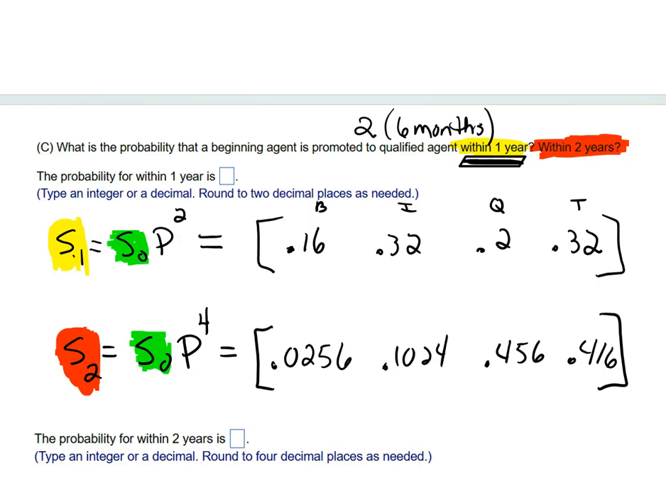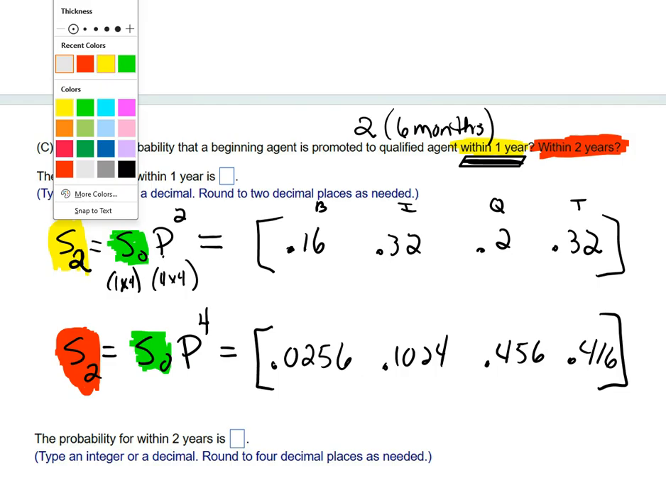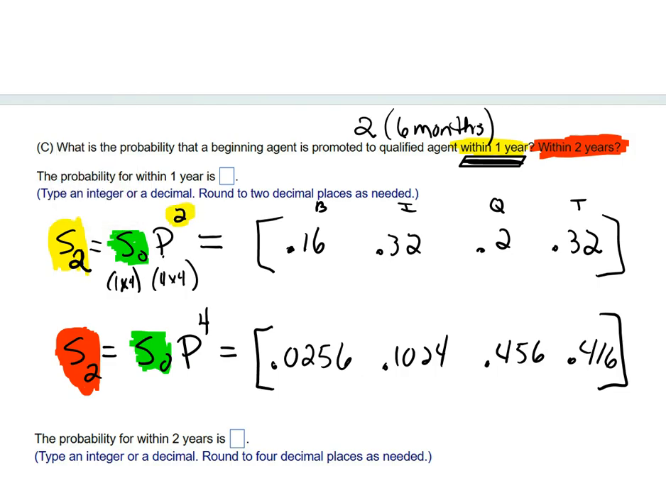So actually I need to fix this. We're actually looking for S sub 2 here. And S sub 2 is your initial state matrix, which I had up there in that green color, which was 1, 0, 0, 0. So I have to edit a 1 by 4 matrix, and then my P is a 4 by 4 matrix into my calculator, and then take my 1 by 4 times my 4 by 4 to the second power, which gave me that matrix.